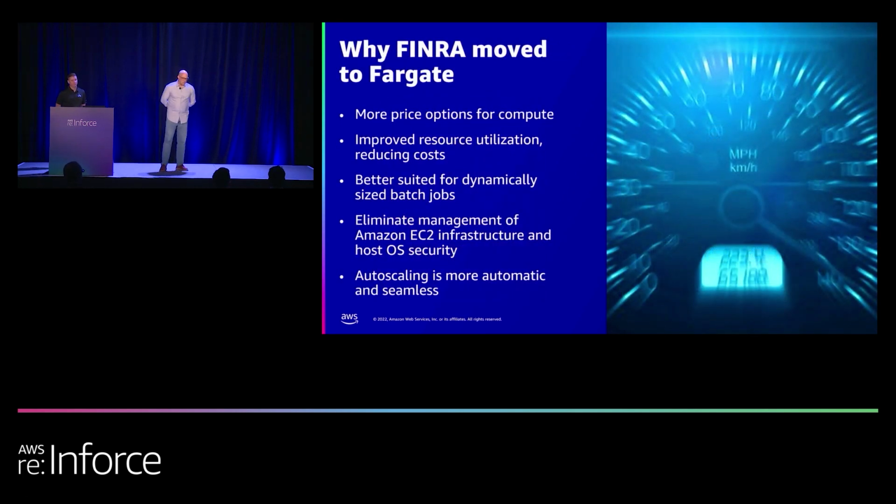So we also have more price options for compute, improved resource utilization, which also reduces our costs. And Fargate seems to be better suited for dynamically sized batch jobs. If we have a volatile market, obviously we're going to have volatile infrastructure. Not really volatile, but dynamic infrastructure that scales up, scales down, and is right-sized for the jobs. And as I said before, we wanted to eliminate the management of EC2 infrastructure. And the other thing about Fargate is auto-scaling seems to be a bit more seamless than EC2 auto-scaling.